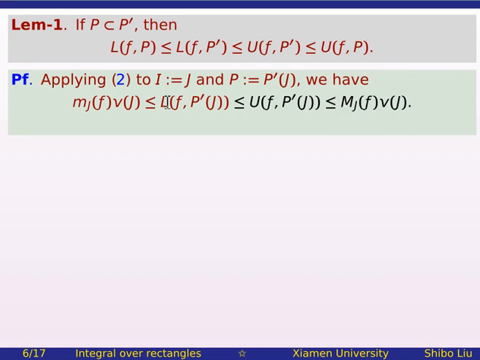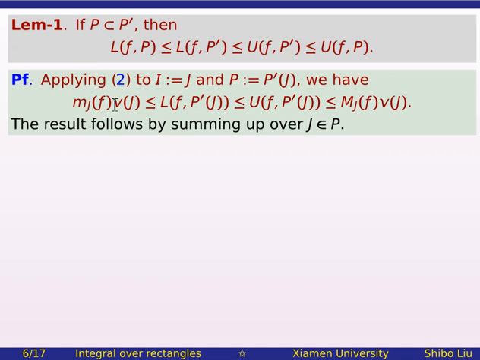Now we sum this inequality over every rectangle J from the partition P. The right hand side is L(f,P), the lower sum of f with respect to P. And the left term, summed over J from P, will give you L(f,P prime). This is precisely what we just proved.